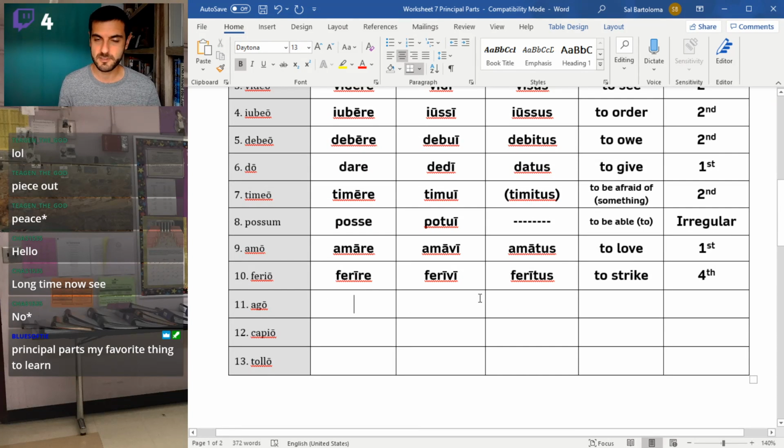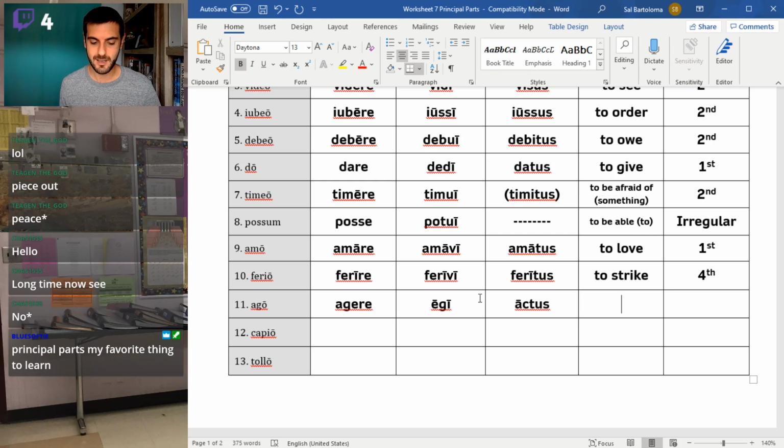Ago, just an O is not really telling me much, okay? It's telling me that it's probably not second. It's definitely not second. It's definitely not fourth. It's definitely not third IO. It happens to be third. Ago, agere, has some funky principal parts. Egi is your past tense, and then actus is your participle. Ago, agere, egi, actus. This is the verb to do.